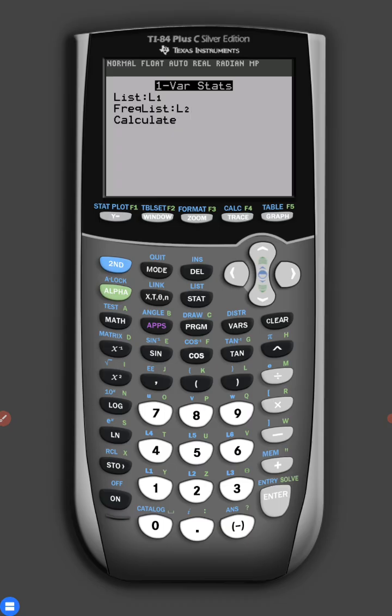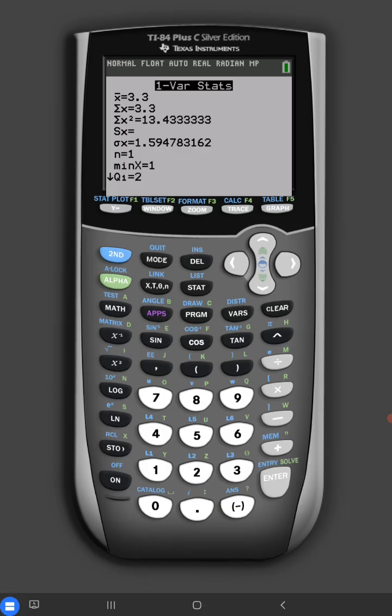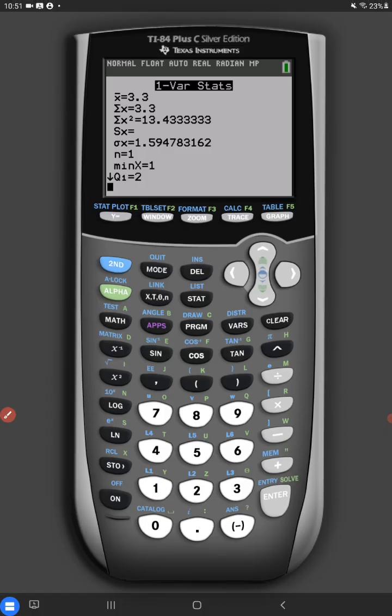And then you're going to click calculate, and what you will see is it actually spits out for you that average that we just calculated by hand of 3.3, and it also spits out your standard deviation right here so that you don't have to do that by hand, okay? So our standard deviation is 1.59 roughly. So what does that mean?